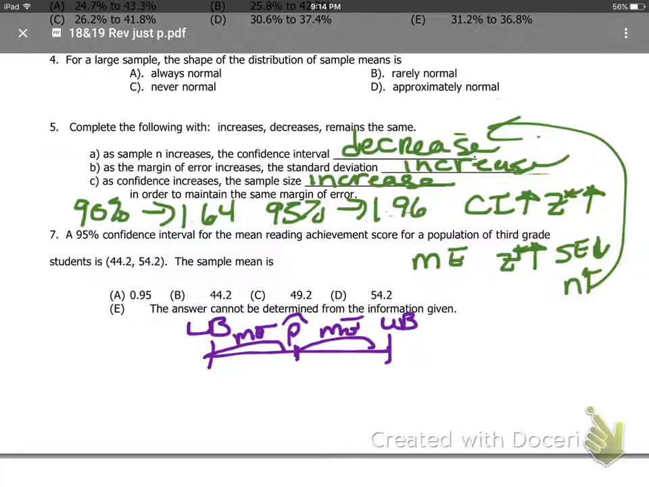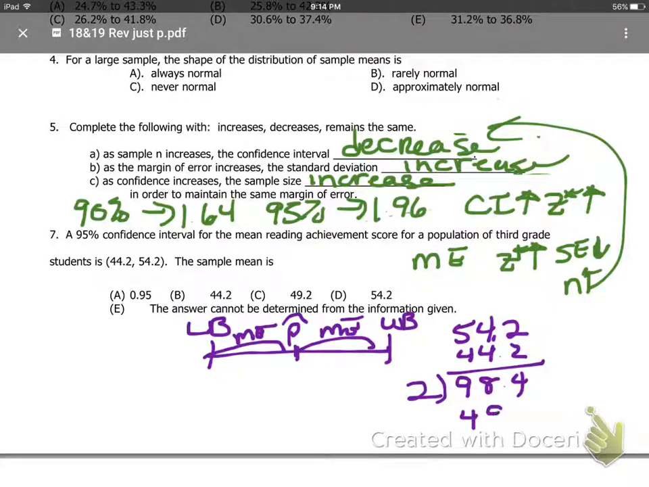Okay, so do you see that's the midpoint? And the formula for the midpoint is the same thing as the average. You add the two numbers up, and then you divide by 2. So what do I get? I get 49.2. So my answer is C.